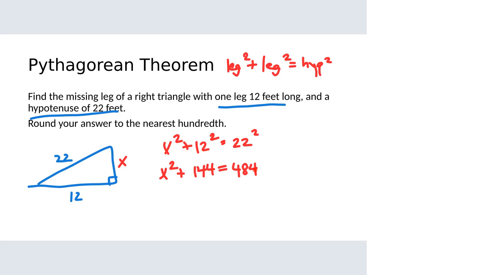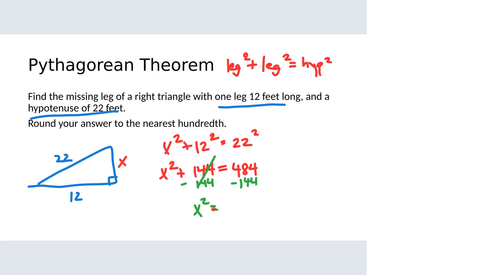Now, just a reminder of solving equations. We're trying to get x by itself, so we're trying to get that term by itself. As we look at the left-hand side of this equation, we want to peel it from the outside in. The first thing we want to get rid of is that 144. So we're going to subtract 144 from both sides.